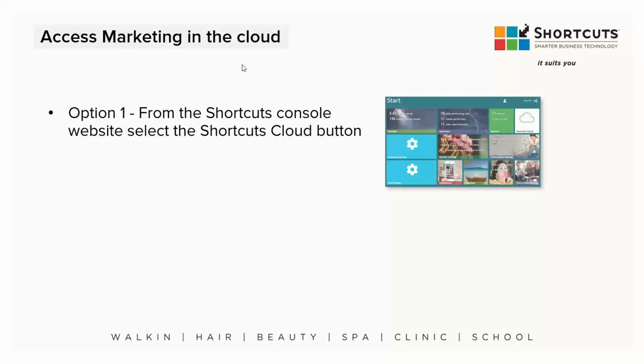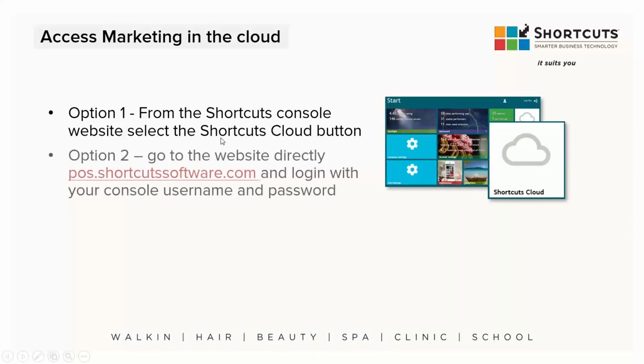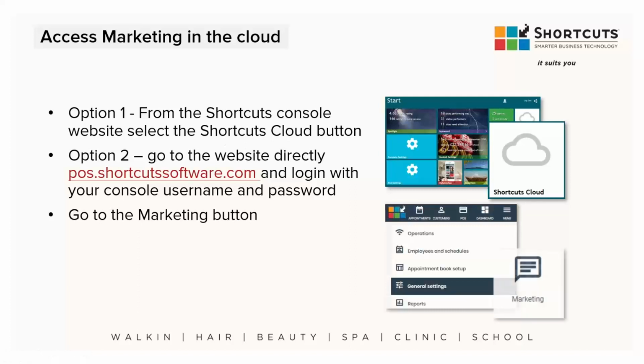So once you're in the cloud, the Shortcuts cloud button, you're going to go to the marketing option. And that would be right at the top of the screen. Now, if you're a business that is on the basic tier of Shortcuts Essentials, you may not necessarily have an appointment book option or a client card option in the cloud, but at the very least, you do have a marketing option. And again, this goes for all businesses. Everybody that uses Shortcuts, at the very least, has Shortcuts marketing available through the cloud.